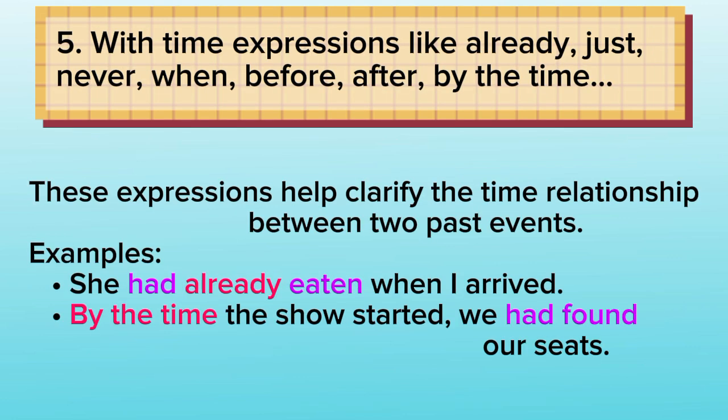Number 5. We use the past perfect with time expressions like already, just, never, when, before, after, by the time. These expressions help clarify the time relationship between 2 past events.